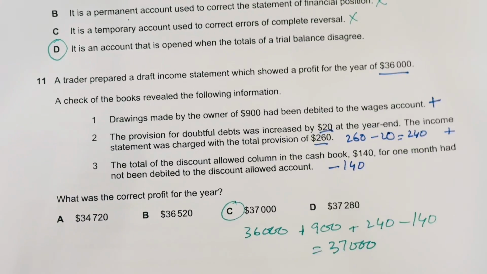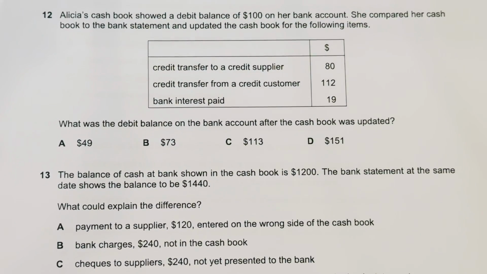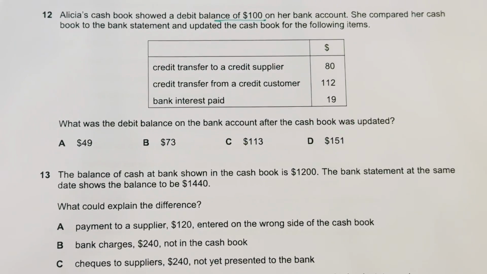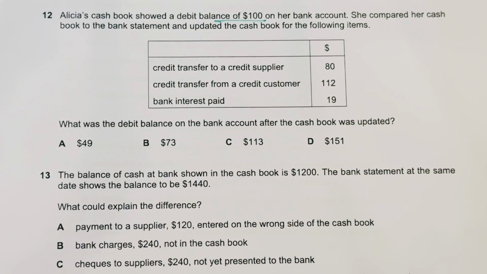Now we will move to the next question, question number 12. Question number 12 is that Alyssa's cash book showed a debit balance of 100 on her bank account. So we have a debit balance of 100. She compared her cash book to the bank statement and updated the cash book for the following items: credit transfer to credit supplier, credit transfer from the credit customer, bank interest paid, $19. What was the debit balance on the bank account after the cash book got updated?